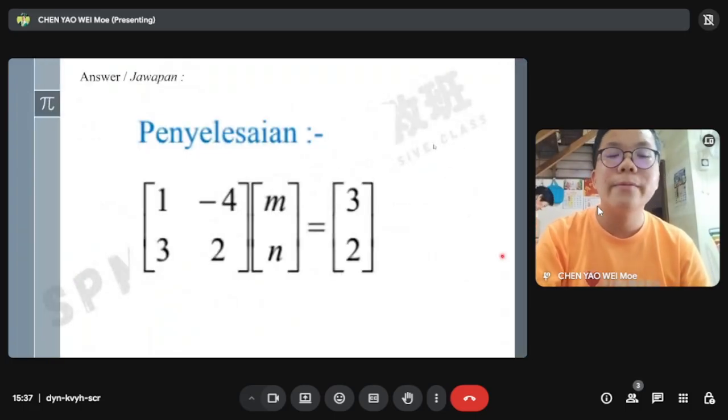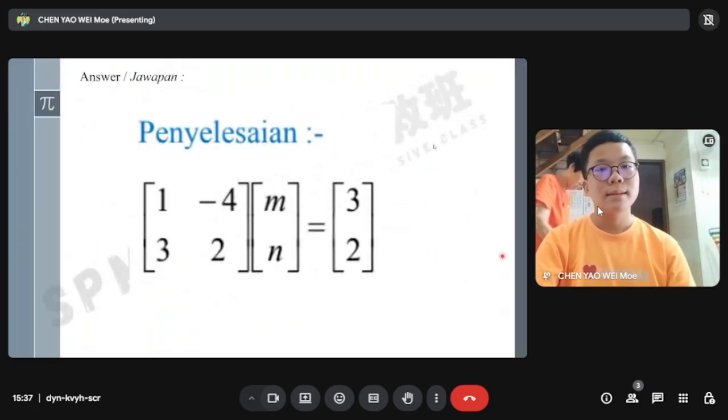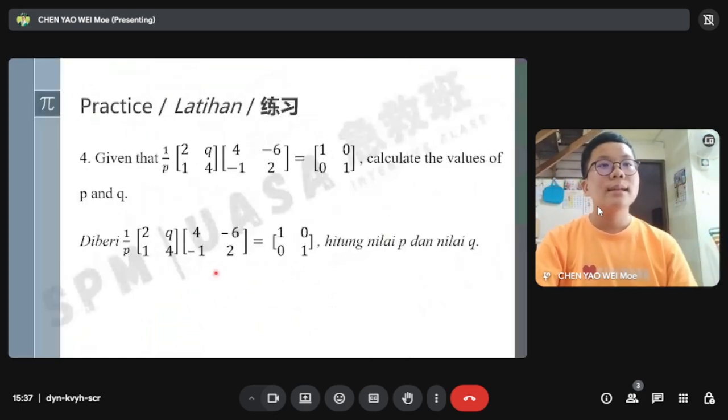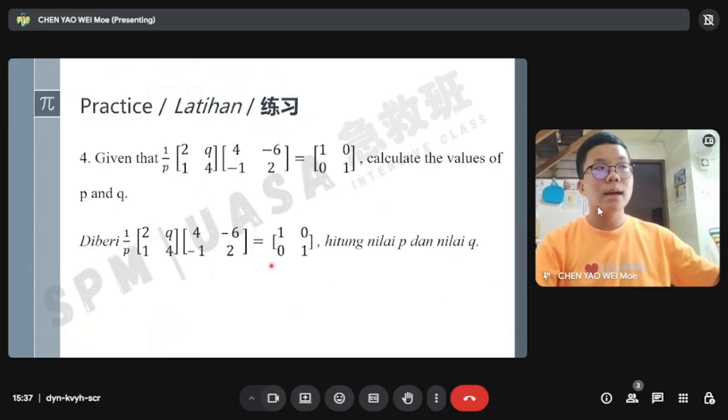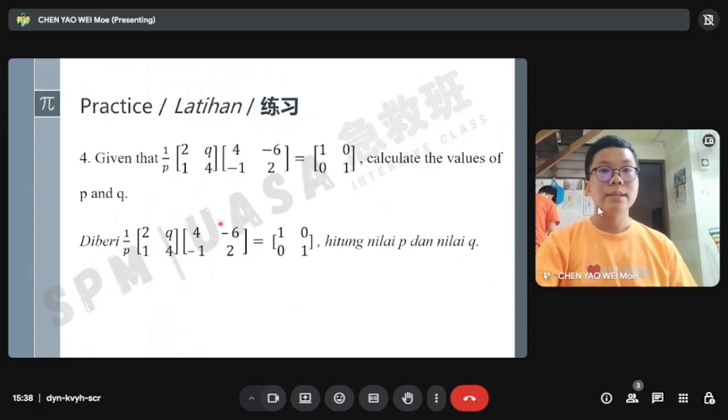And try for this question. As I say that, this is the inverse. This is the inverse of this in this matrix. And I said that this is an identity matrix. Yes, I say that this is the inverse matrix and this is the normal matrix. So calculate the values of P and Q.